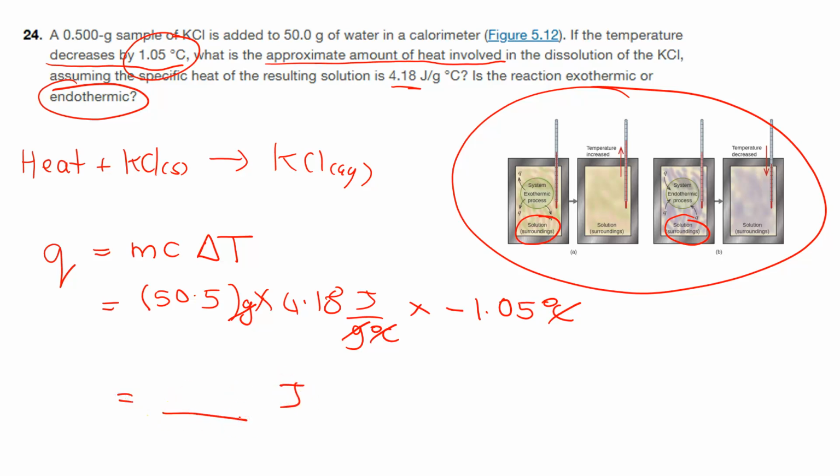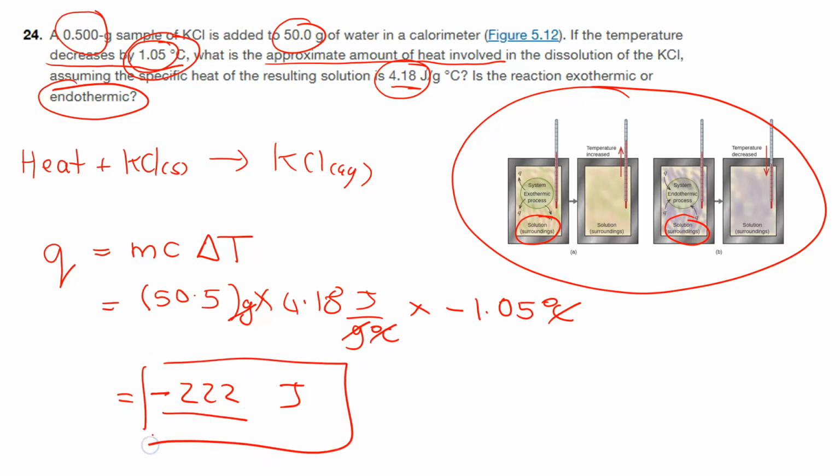We want to make sure that we have the correct number of sig figs here. That has 3, that has 3, that has 3, that has 3. Everything's 3 sig figs. Let's see what we got. 50.5 times 4.18 times negative 1.05. So this ends up being, to 3 significant figures, minus 222 joules.